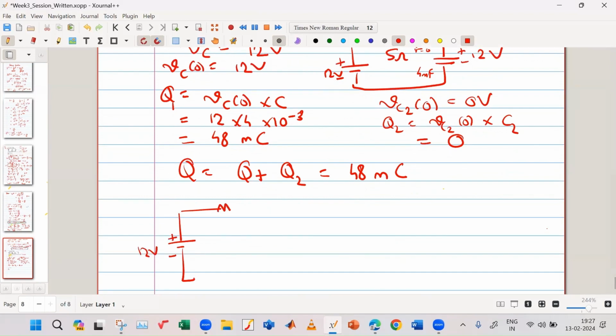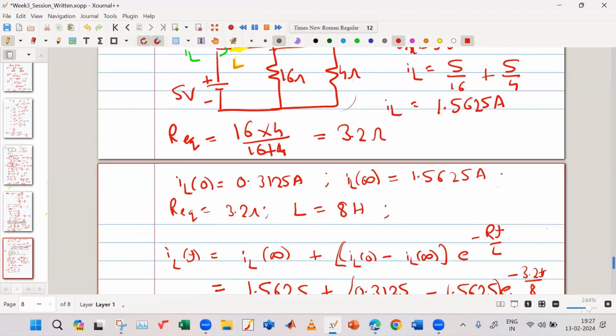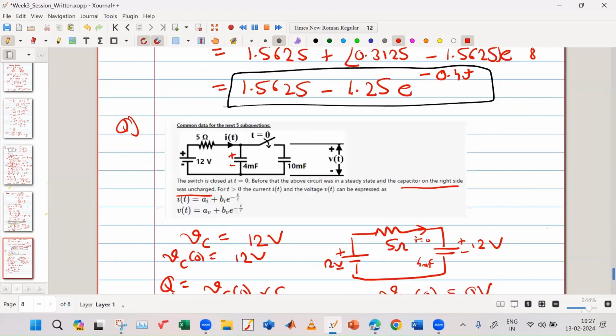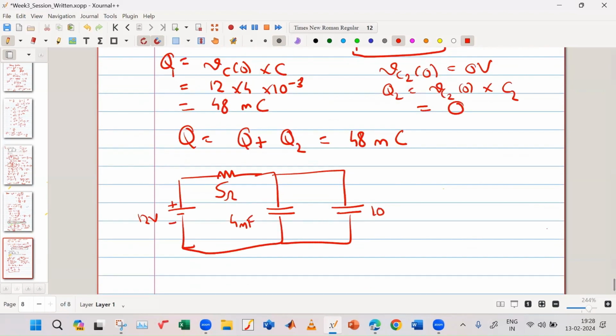12 volt, 5 ohm, 4 millifarad. And what is the other capacitance? 10 millifarad. Okay. So what is my effective capacitance? C effective now is C1 plus C2, 14 millifarad. What is my effective charge?